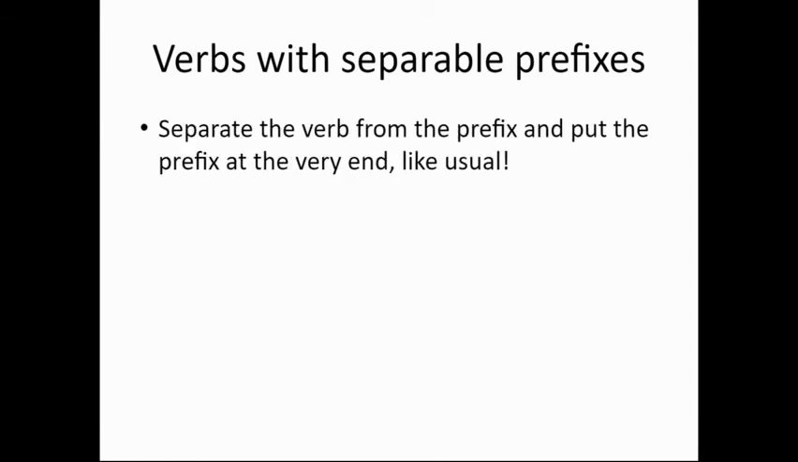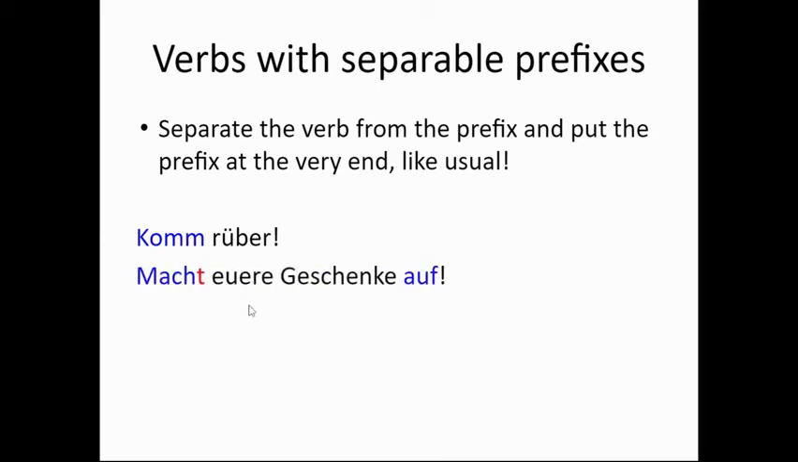All right, let's do some practice. Several prefix verbs. We actually had a couple examples in our notes. And again, the prefix does come at the end of the command. So rüberkommen changes to komm rüber. If I was going to tell you, hey, open up your presents, guys: Macht eure Geschenke auf. Okay, the prefix just comes at the end of the command.